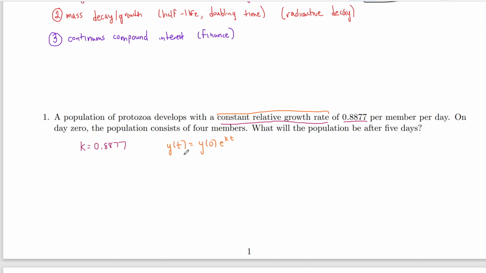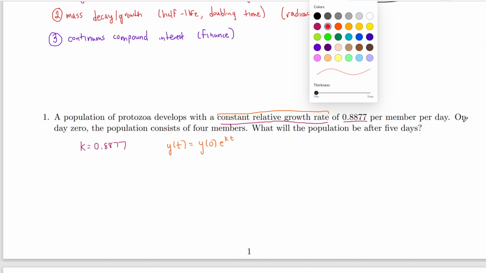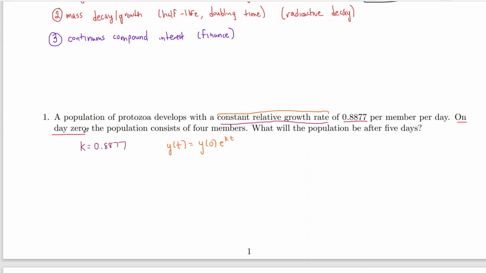Okay, so I have this figured out just from that first sentence. It says on day 0, the population consists of 4 members. Well, what is that telling us? That's telling us that y of 0, because population on day 0, that's exactly what this represents. Y is representing the population and 0 is representing the time at 0, is 4.